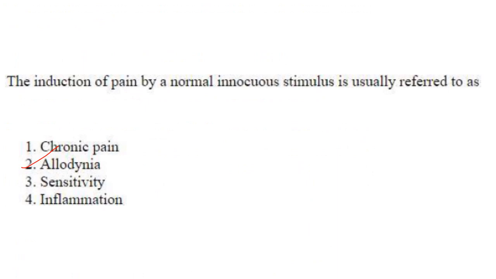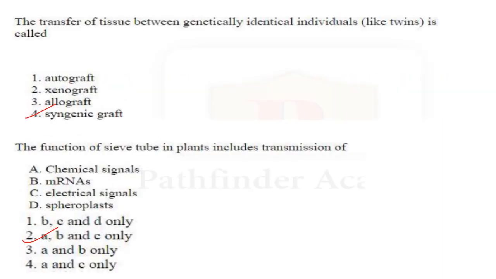So coming to the next question. The induction of pain by a normal innocuous stimuli is referred to as. So innocuous means not harmful or offensive. So it is called as allodynia. Answer is option 2. Then next one. The transfer of tissue between genetically identical individual like twin is called. So it is called syngenic graft. Answer is option 4.